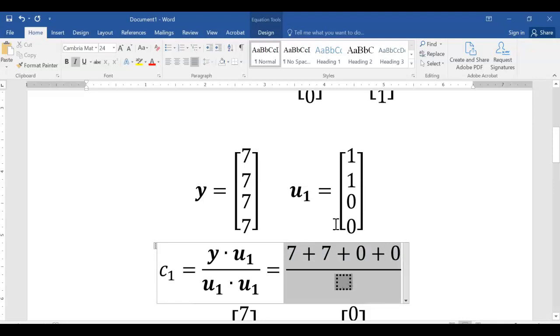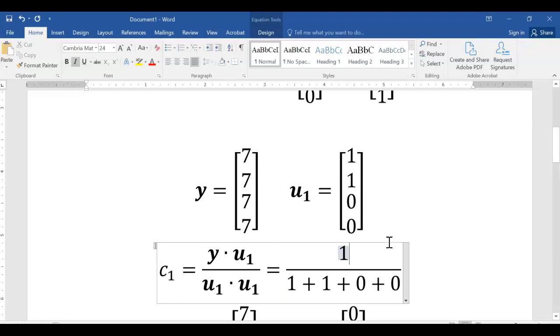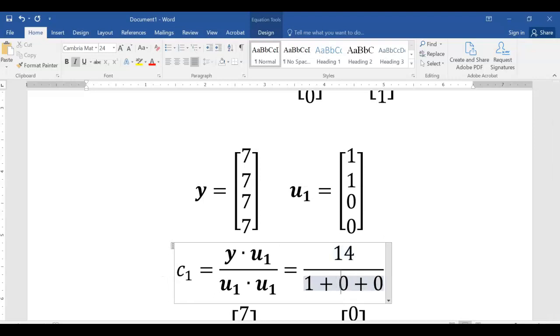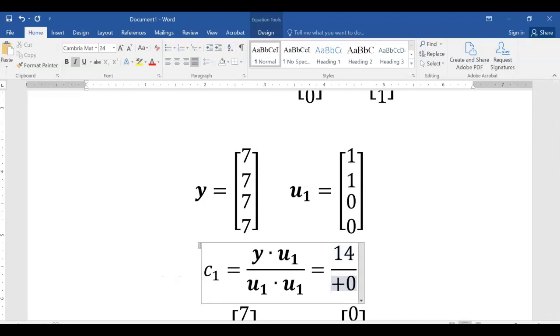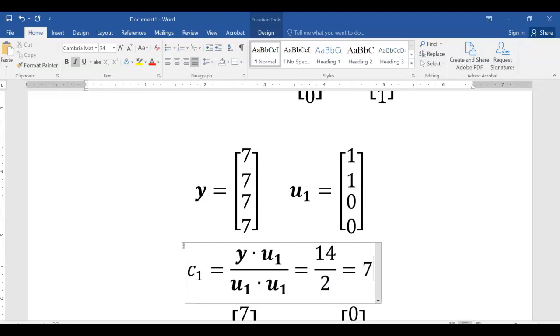So you get 14. And then inner product of U1 with itself is 1 plus 1 plus 0 plus 0. So what we end up with is 14 over 2, which we simplify to 7. So the coefficient C1 is going to be 7.